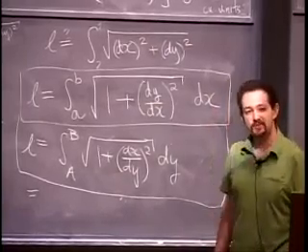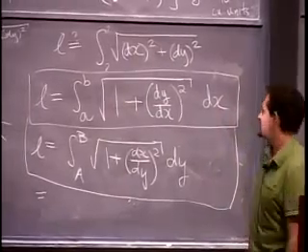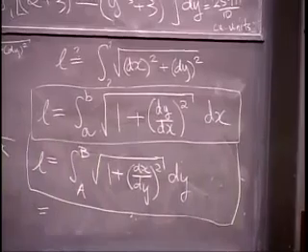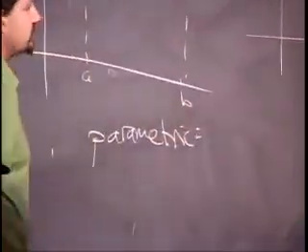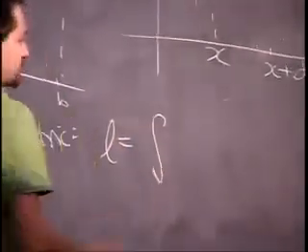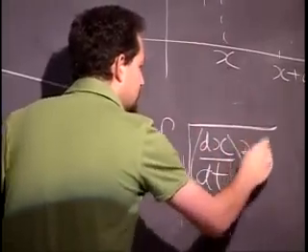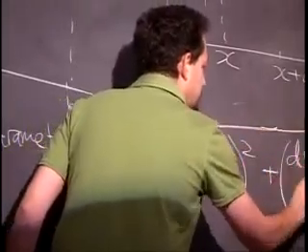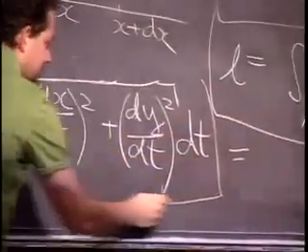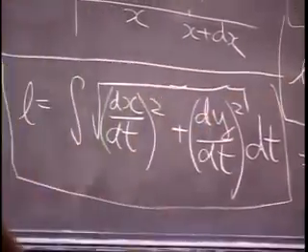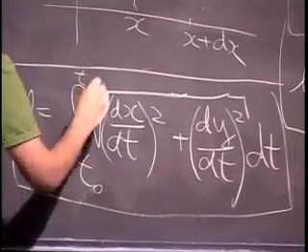Remember parametric coordinates, where x and y are both in terms of t? There's a parametric form as well. It looks like this. The length is the integral of dx dt all squared plus dy dt all squared, dt. And that is taken from the first parameter t0 to the last parameter t1.